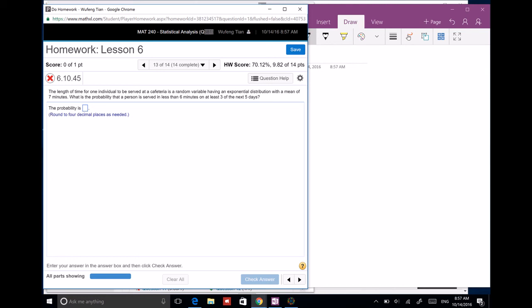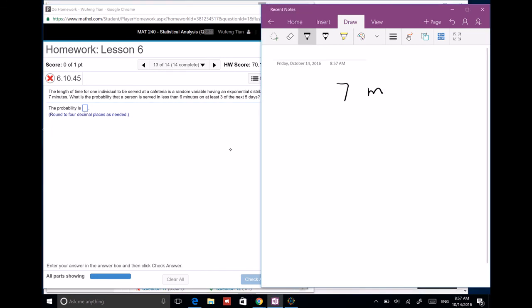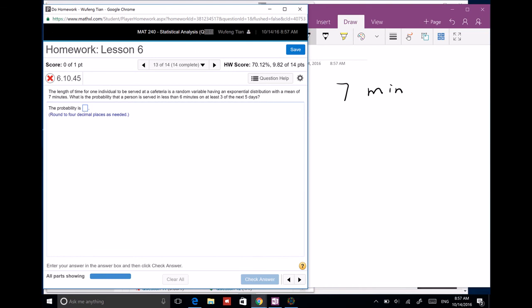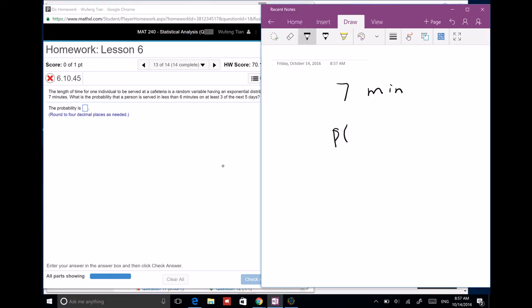13. The length of time for one individual to be served at a cafeteria is a random variable having an exponential distribution with a mean of 7 minutes. What's the probability that a person is served in less than 6 minutes on at least three of the next 5 days? What do you need to do? You have to find the probability distribution, find P(X less than 6). First you use the exponential distribution and find the probability.